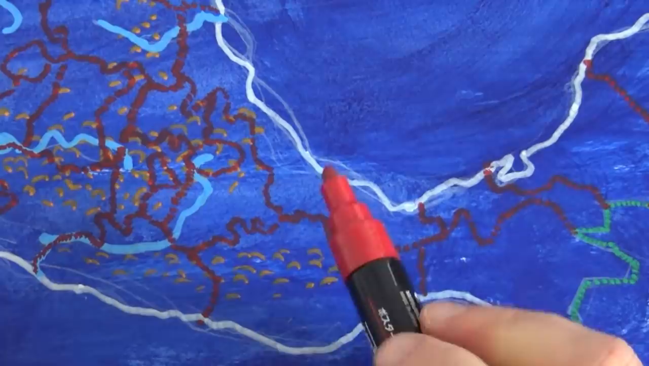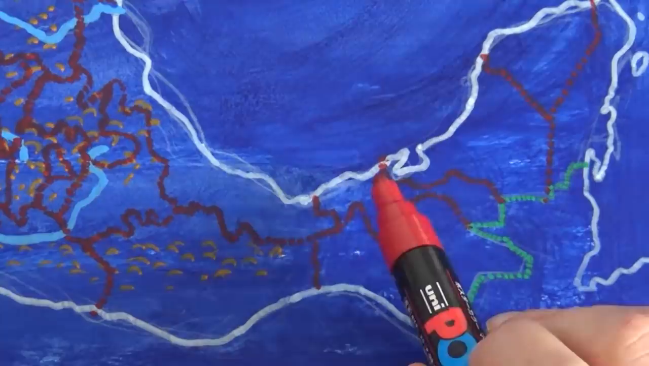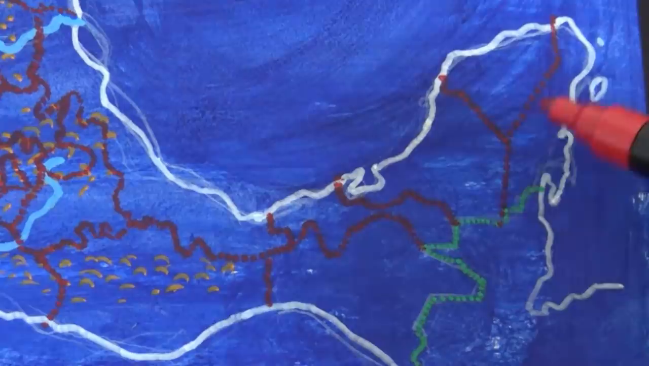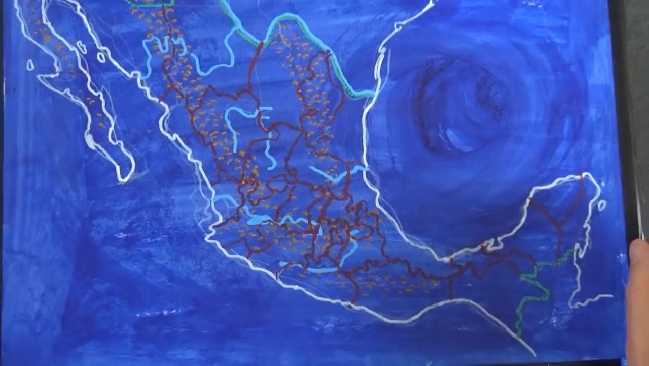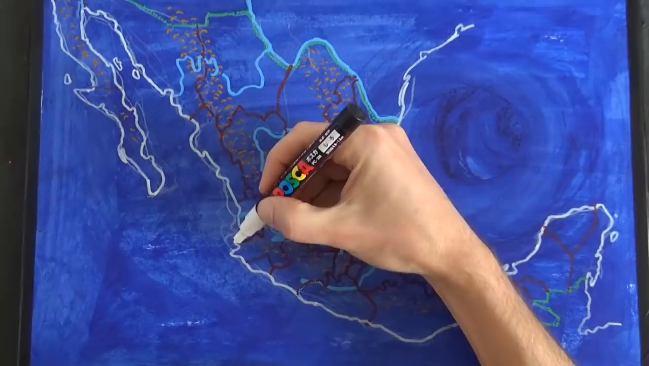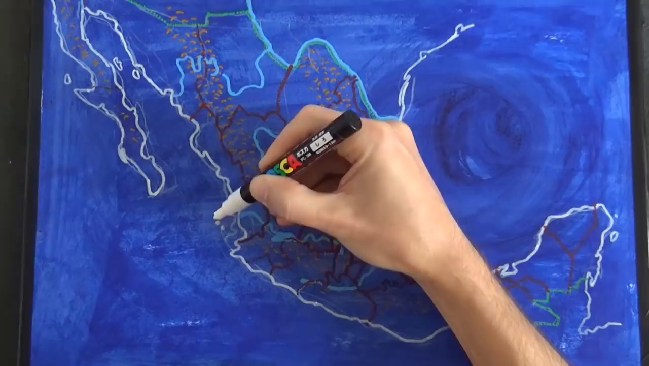Oh, here we have Oaxaca. Here we have Chiapas. Here we have Tabasco, Campeche, Yucatan State, and Quintana Roo. This group of islands here, Islas Marías, a couple of islands off the coast.